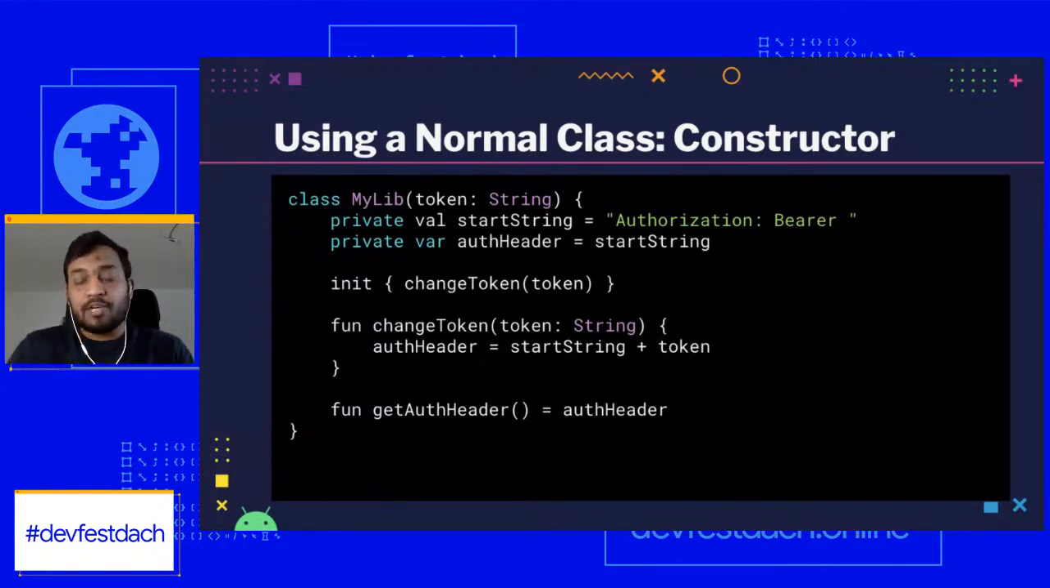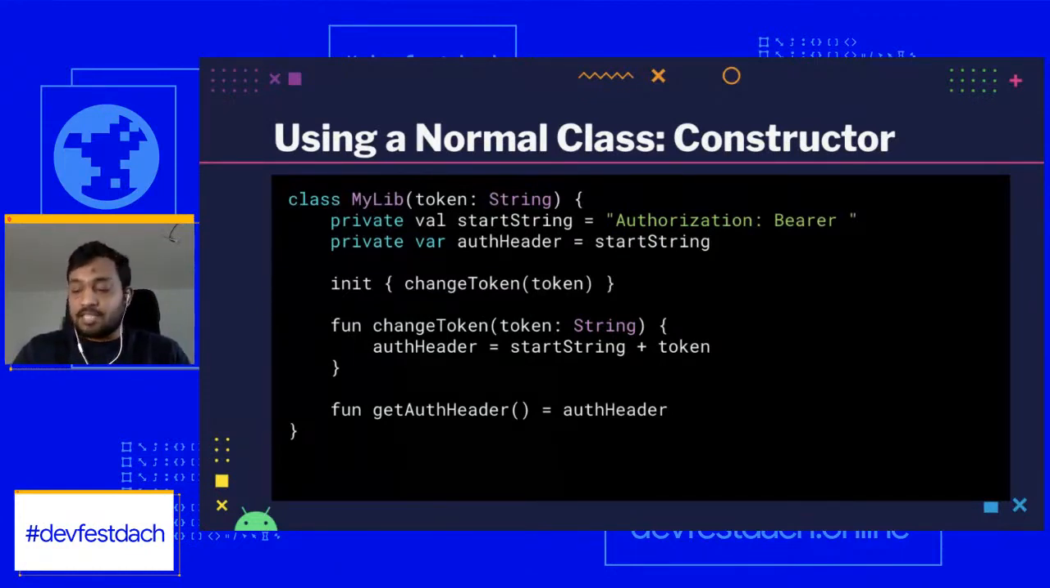Say, for example, you have Retrofit, and you need to pass an authorization header on it. An authorization header looks something like Authorization: Bearer, followed by a bunch of numbers, which in our case is the token string passed in the constructor. So what we have right now is a class that has a start string property, and an auth header, which is already initialized to the start string.